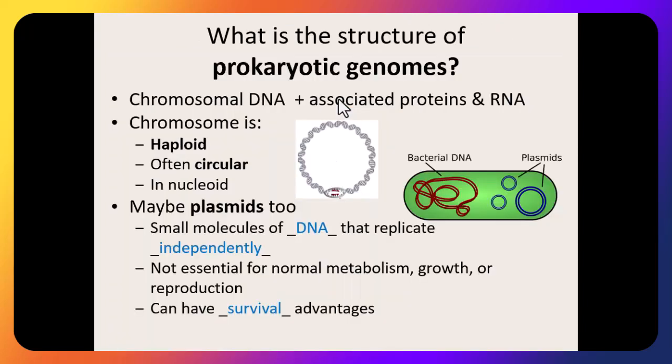Now, the structure of a prokaryotic genome. In our class, we really just care about the genomes of bacteria. I don't care about anything that's an archaic organism. But a prokaryotic genome, so this is the genetic material in a bacteria, includes all of their DNA and any associated proteins that may have to hold it all together, and any possible RNA.